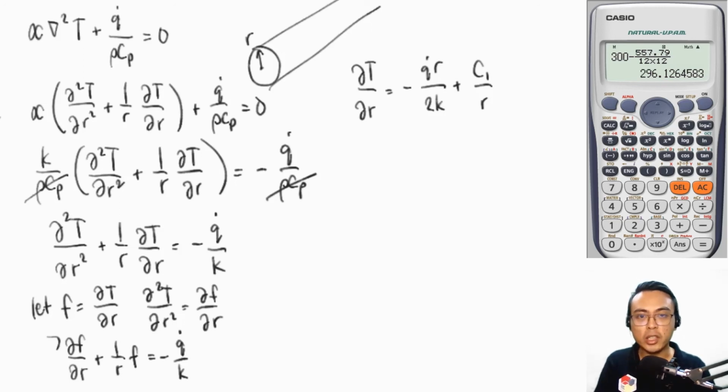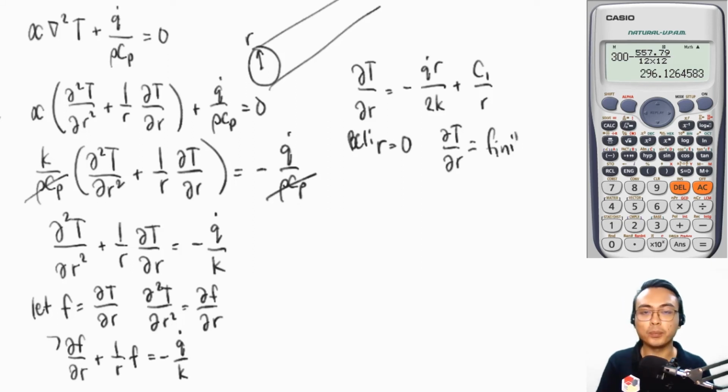Before we integrate this expression, we can already substitute a boundary condition so that we can determine the value of C1. A very good boundary condition in this case would be at the center of the cylinder, at R equal to 0. At the center of the cylinder, we have a finite value of the temperature gradient, partial of T with respect to R. So it's not 0 and it's not infinity. We don't know the value, but we're going to write that this is a finite value.